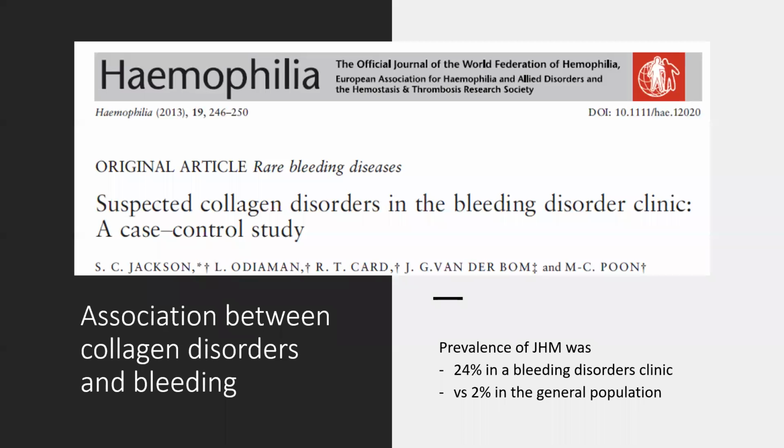Now, the association between collagen disorders and bleeding was described in 2013 really for the first time by Jackson et al. They demonstrated that there was an association between joint hypermobility and bleeding disorders. They compared the prevalence of joint hypermobility in the general population with patients who attended the bleeding disorder clinic, and found that 24% of the patients in the bleeding disorder clinic had joint hypermobility versus about 2% in the general population. They use this incidence of 2%, but it varies. Some people say up to 10% of people in the population are hypermobile.